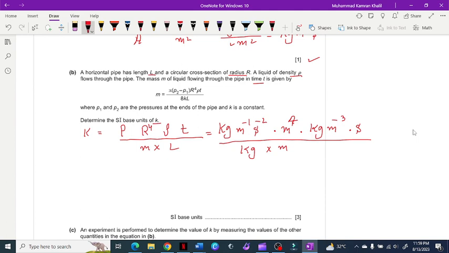So then we will solve it. Kg will cancel out by this, m3 will cancel out by this, and s minus 1 from here. So which thing we have left? Only we have left kg m minus 1 s minus 1. That is the answer of this question.